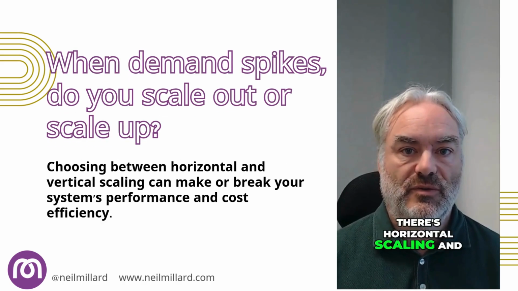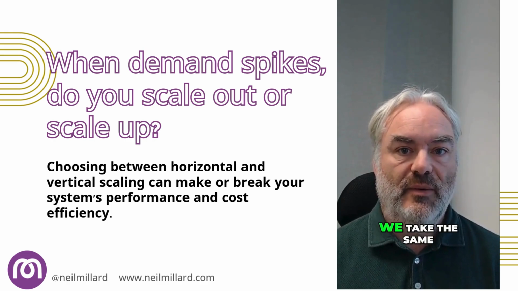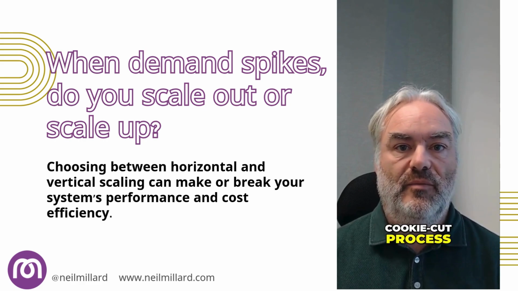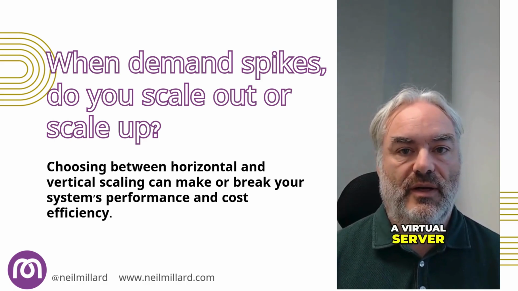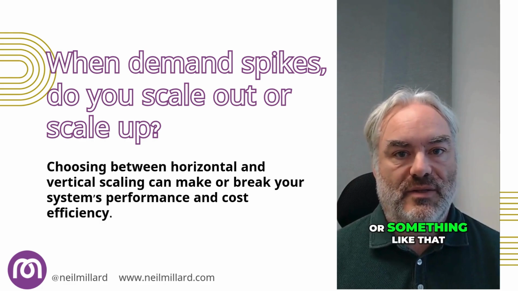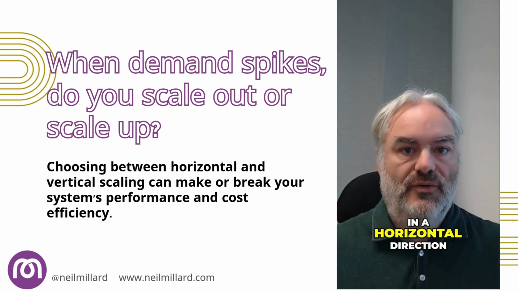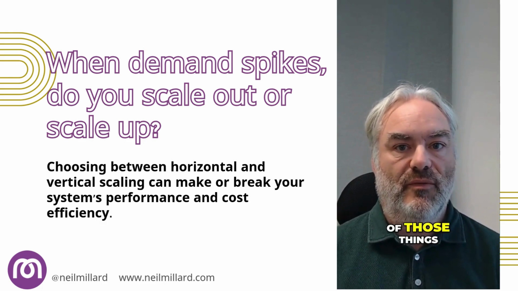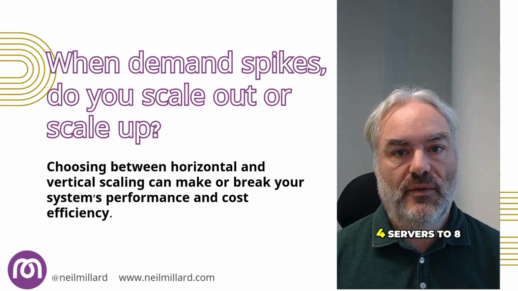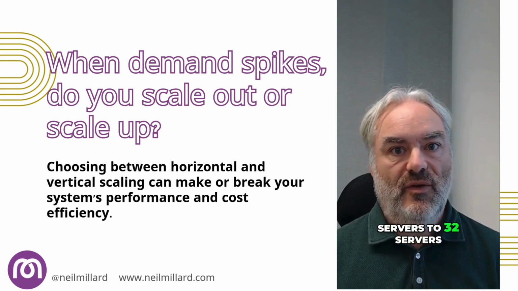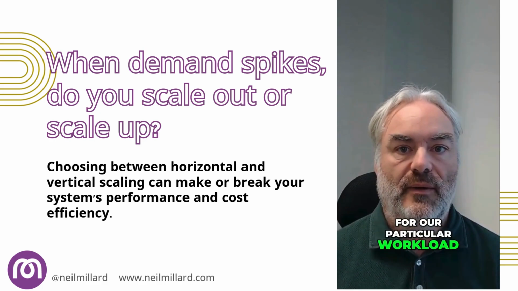There's horizontal scaling and vertical scaling. Horizontal scaling is where we take the same cookie cutter process, be it a server, a virtual server, or a container, or something like that, and we just stamp out more of them in a horizontal direction to give us more of those things. So we can go from 2 servers to 4 servers to 8 servers to 32 servers, however many it takes for our particular workload.